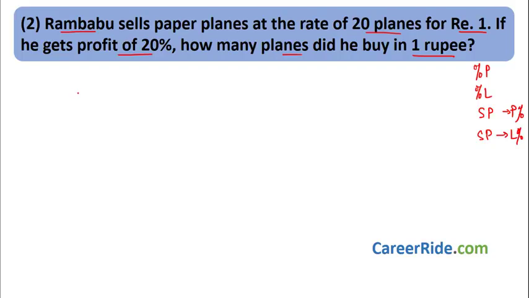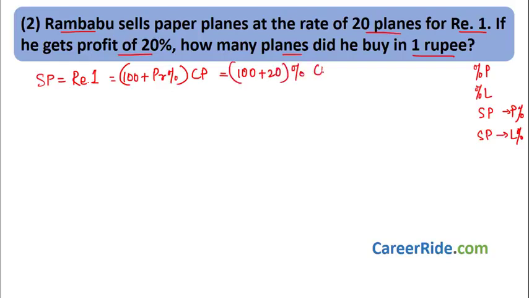Now Ram Babu sells paper planes at the rate of 20 planes for rupee 1. So the selling price for 20 planes is rupee 1. Okay, and what is the selling price? Since he gets a profit, the selling price would be given by 100 plus the profit percentage, multiplied by the cost price. 100 plus 20 percent of cost price, because we do not know what the cost price is right now. So 1 would be equal to 120 upon 100.